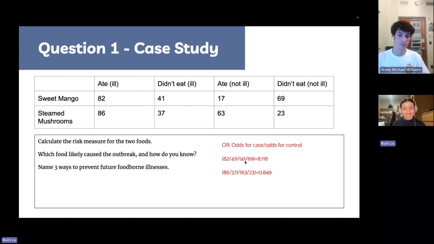Also, just a quick note, I think this one was supposed to be 17 probably. It doesn't change the true fact that mango is still more, but yes, we will fix that in post. No, the calculation is still right, I'm pretty sure. It's just that 41 is supposed to be a 17. But I think the number 8 is still correct for the odds ratio.